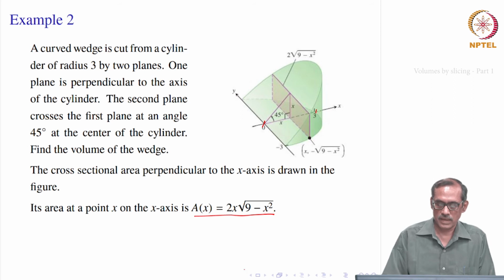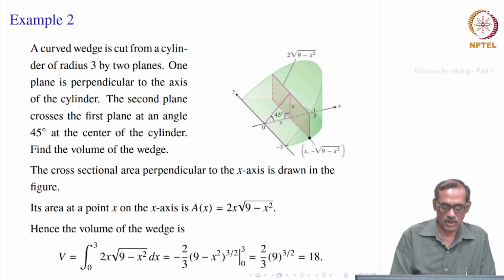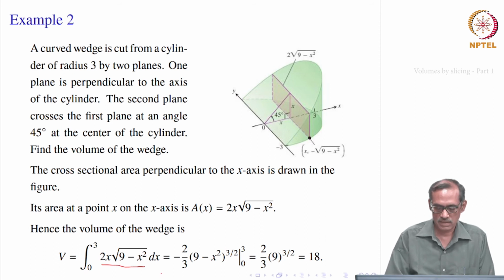So, we should have the volume as the integral from 0 to 3 of A(x), which is 2x times square root of 9 minus x squared, dx. So, that is the integral.